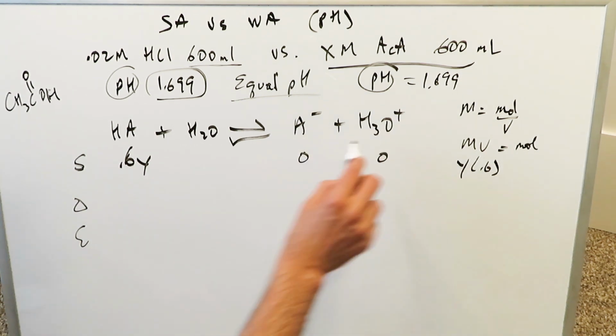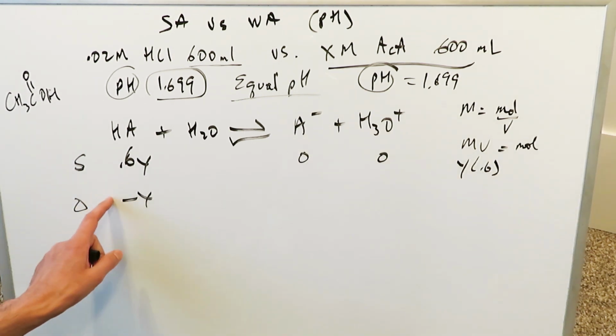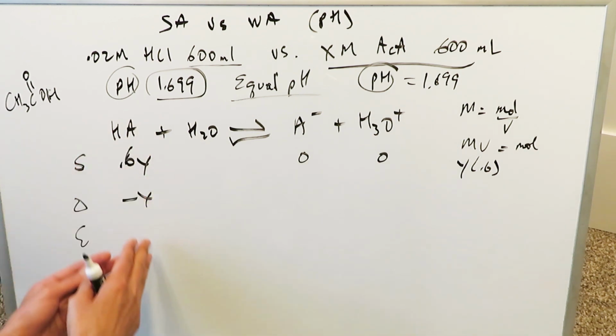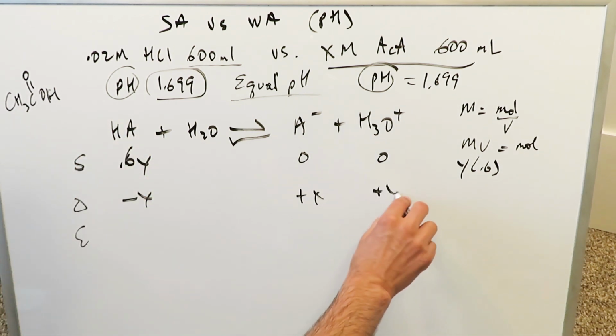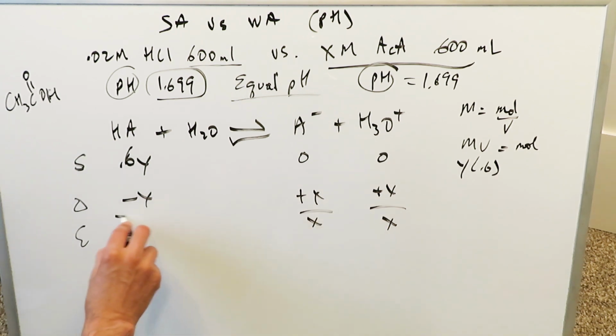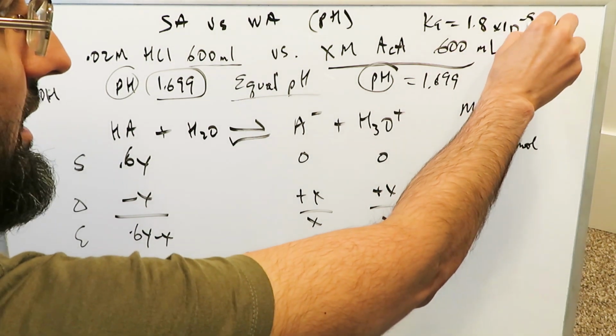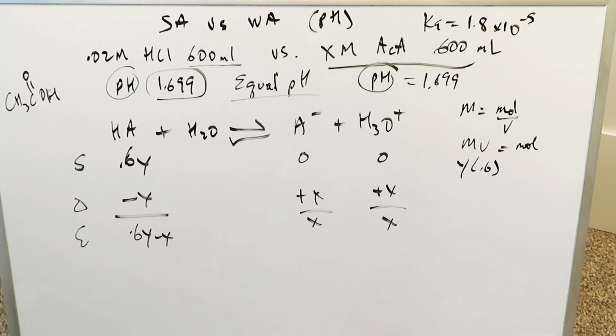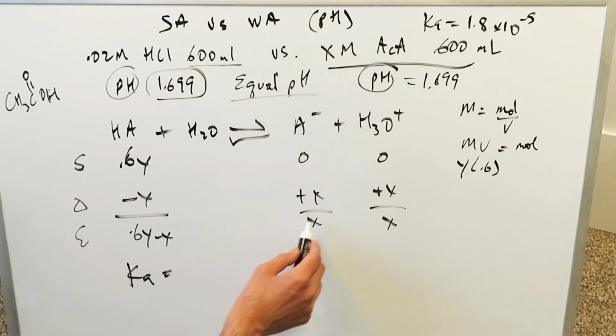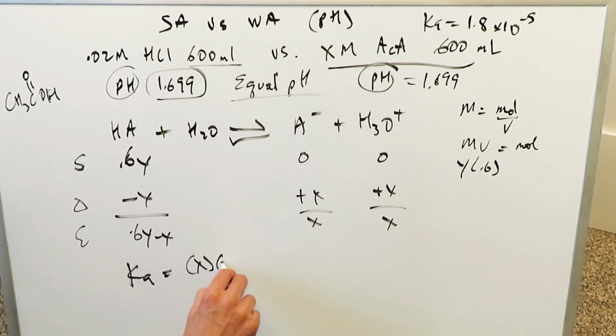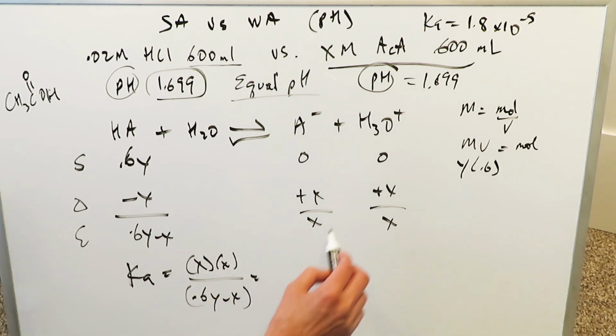I have 0, I'll have minus x. Why is this minus x? Because this will be placed into a solution, it will dissociate a bit, and these items here will rise in quantity. You have an x, you have a 0.6 y minus x. Imagine if this acetic acid has a 1.8 times 10 to the minus 5 acid dissociation constant, because that'll come into play. You'll write the Ka. Ka, your acid dissociation constant, is equal to this times that, x times x divided by 0.6 y minus x, which is equal to your acid dissociation constant, 1.8 times 10 to the minus 5.